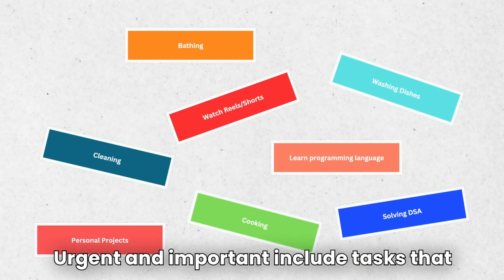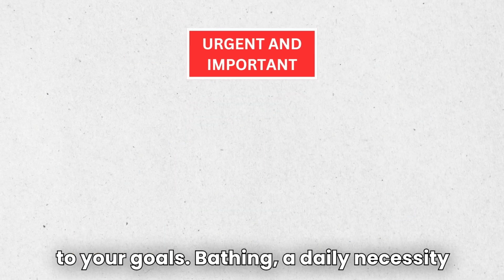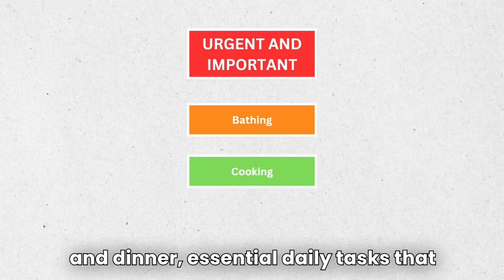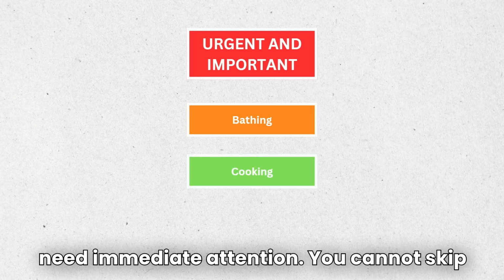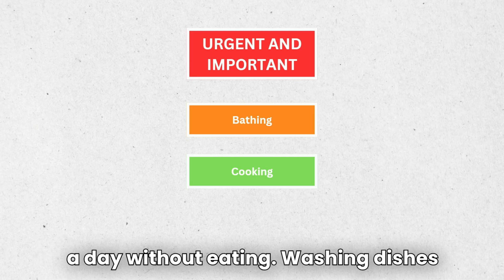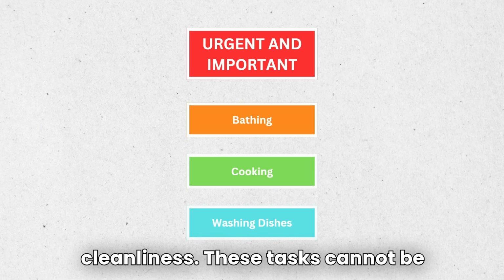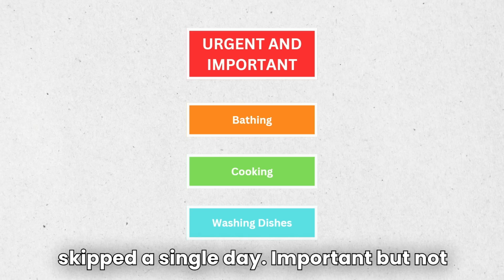Urgent and important. Urgent and important include tasks that need immediate attention and are critical to your goals. Bathing, a daily necessity for personal hygiene. Cooking breakfast and dinner, essential daily tasks that need immediate attention. You cannot skip a day without eating. Washing dishes needs to be done regularly to maintain cleanliness. These tasks cannot be skipped a single day.